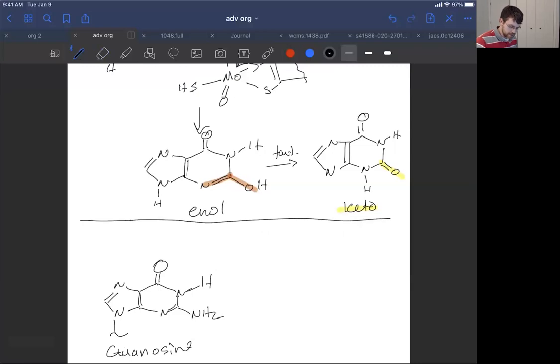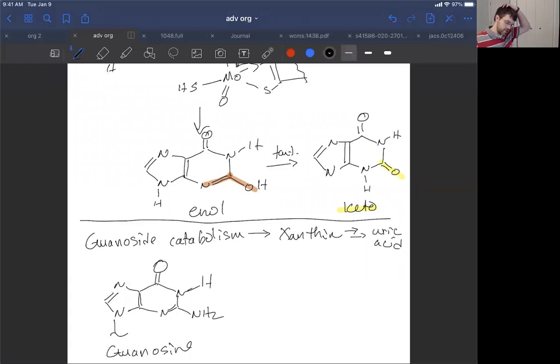Let's leave some space up here. Guanosine catabolism. This goes to xanthine, which then ultimately goes through the usual procedure to get to uric acid.